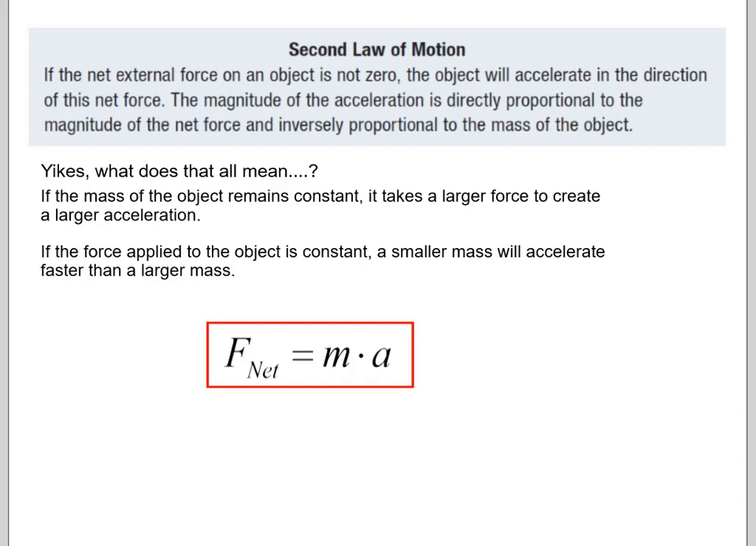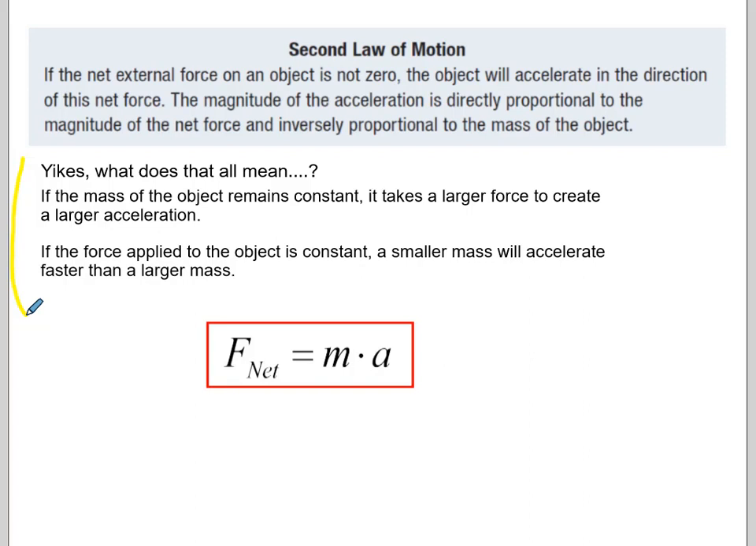Okay, so that's all pretty wordy, so let's try and break it down a little easier. If the mass of the object remains constant, it takes a larger force to create a larger acceleration. If the force applied to the object is constant, a smaller mass will accelerate faster than a larger mass. And so we have this relationship here, F net equals ma.